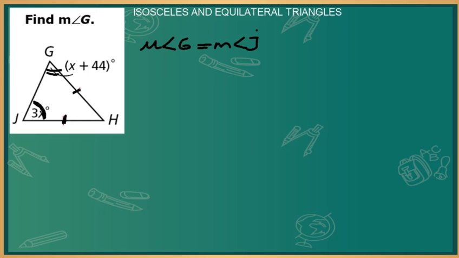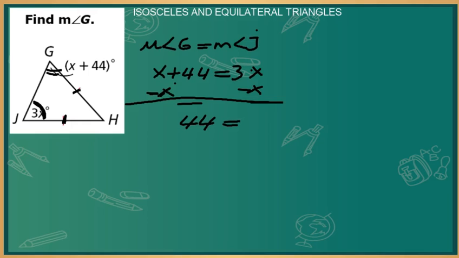Then we know that the measure of angle G is x plus 44, and that's going to be equal to the measure of angle J, which is 3x, as you see. If I want to solve this equation for x, I have to get the x variables on one side of the equation. For example, I'm going to subtract x. So if I subtract x, I get 44 on this side, and then 3x minus x is equal to 2x. Then I'm going to divide each side by 2. So when I divide each side by 2, x is going to be equal to 22.